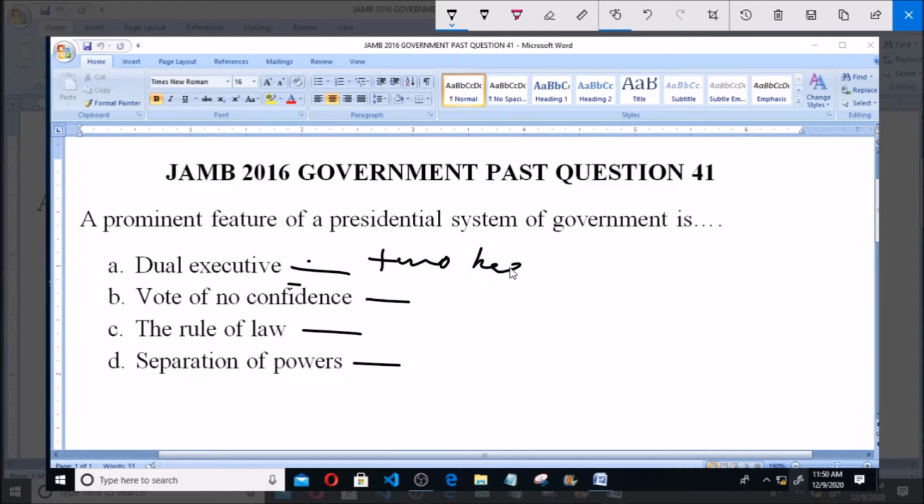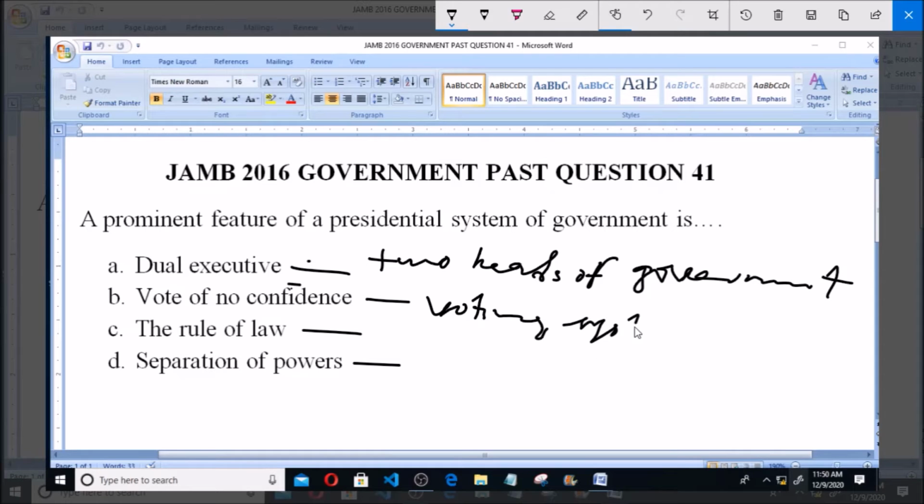two heads of government. Then vote of no confidence, this has to do with voting system. Then the rule of law is the supremacy of the law.